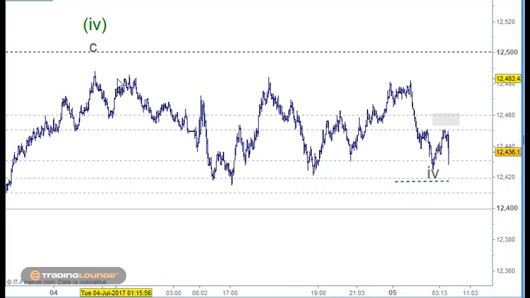It has hit our target, but I was just hoping that we would get 5 waves down with an ABC correction, then 5 waves down, and then ABC, then 5 waves. And we've got that, but we don't have 5 waves in here. We've only got 3 waves in here.